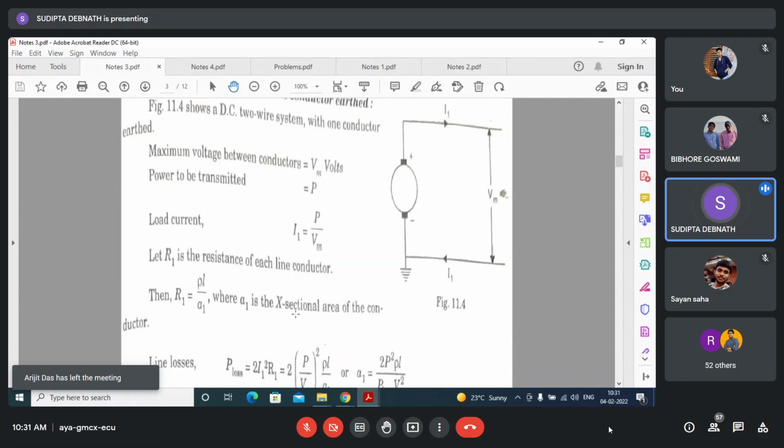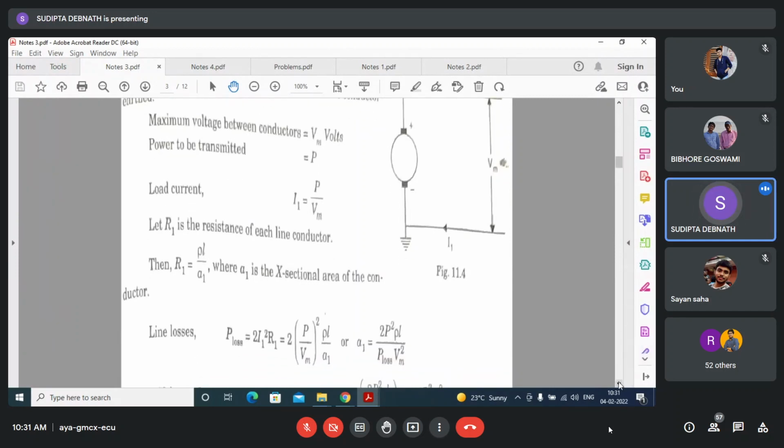See, these steps will be followed in all the cases. There are 10 cases, so 10 types of systems. So this method will be followed for all the 10 types of systems. So this is 2I1 square R. So substitute I1 from here, substitute R1 from here. Ultimately, you will be getting this one. Okay, 2 P squared rho L by Vm squared A1, that is P loss.